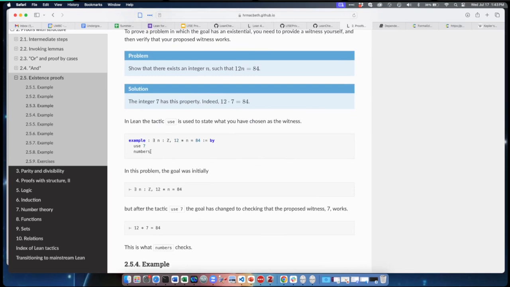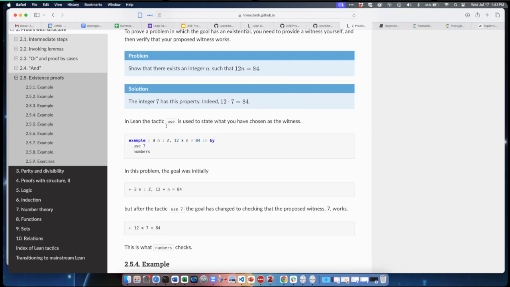And so here the goal is initially this existential statement. After we use 7, it replaces the n in the exists statement with a 7. So now this is the only thing we need to prove, and then she uses the numbers tactic. Mathlib doesn't have the numbers tactic, Mechanics of Proof does. We use norm_num for that, okay? But now you're able to close the goal.